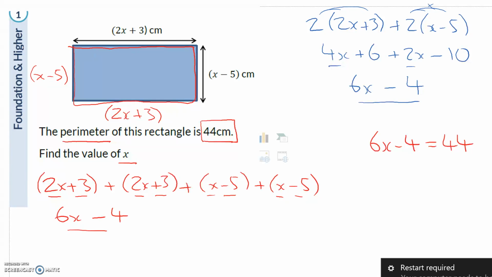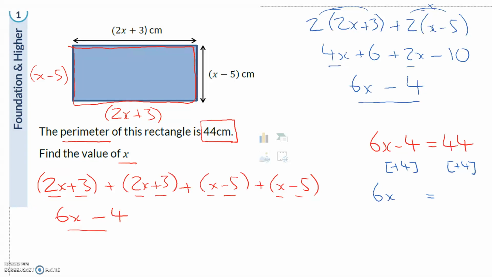Let's go ahead and solve that equation. What do we want to do first? Well, if I add 4 to both sides, it's going to get rid of our negative 4 on the left. So we've got 6x equals 48, and if we then divide both sides by 6, 6x divided by 6 is just x, and 48 divided by 6 is going to be 8. So x is 8 centimetres.